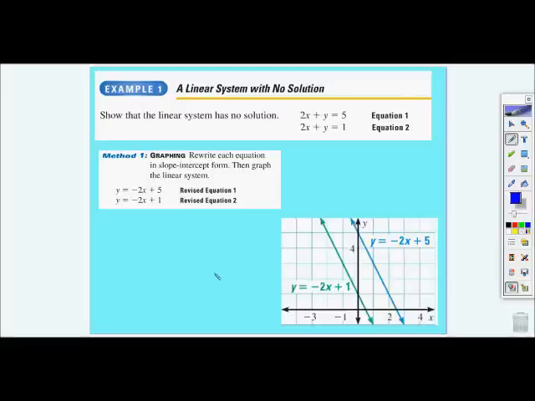As we graph the linear system here, we can see that these two equations create parallel lines, and as shown on the last screen, when there are parallel lines, there are no solutions.